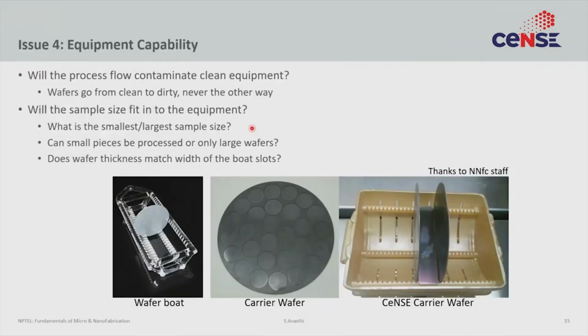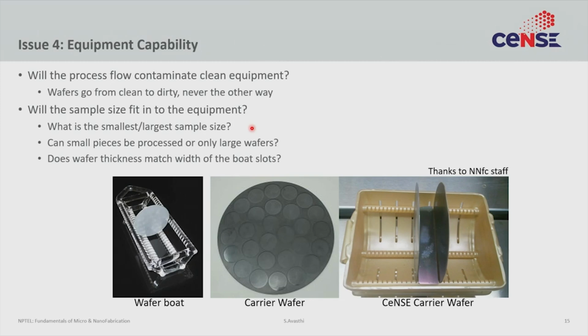The next issue often is equipment capability. A lot of people don't interact with the unit process specialist too much. So you should always ask a lot of questions. What is the size of wafers you can tolerate? What is the smallest? What is the largest? Can you take in small pieces? Do you only need full wafers? Can you do quarter wafers? Can you do half wafers?